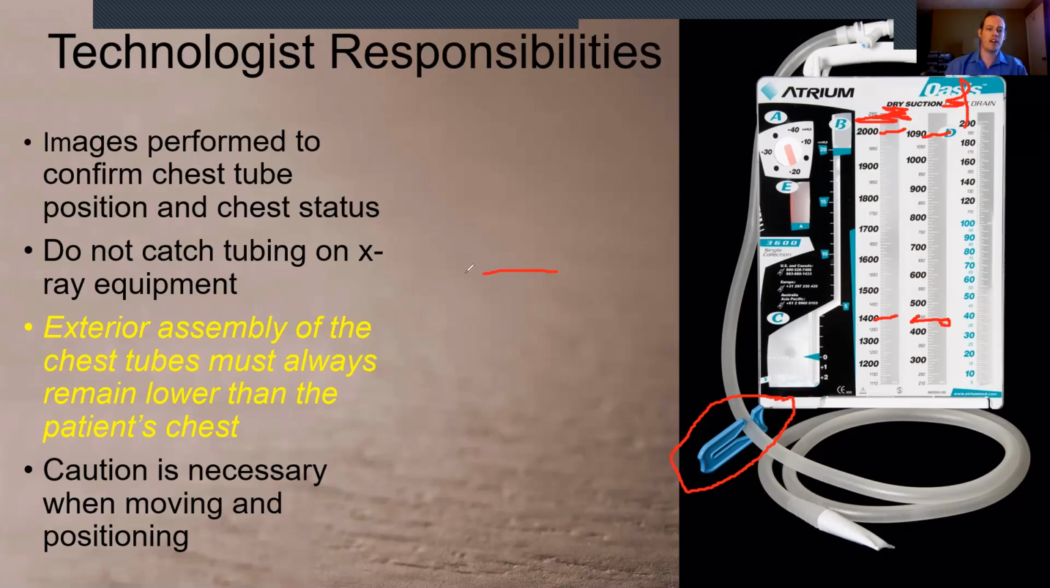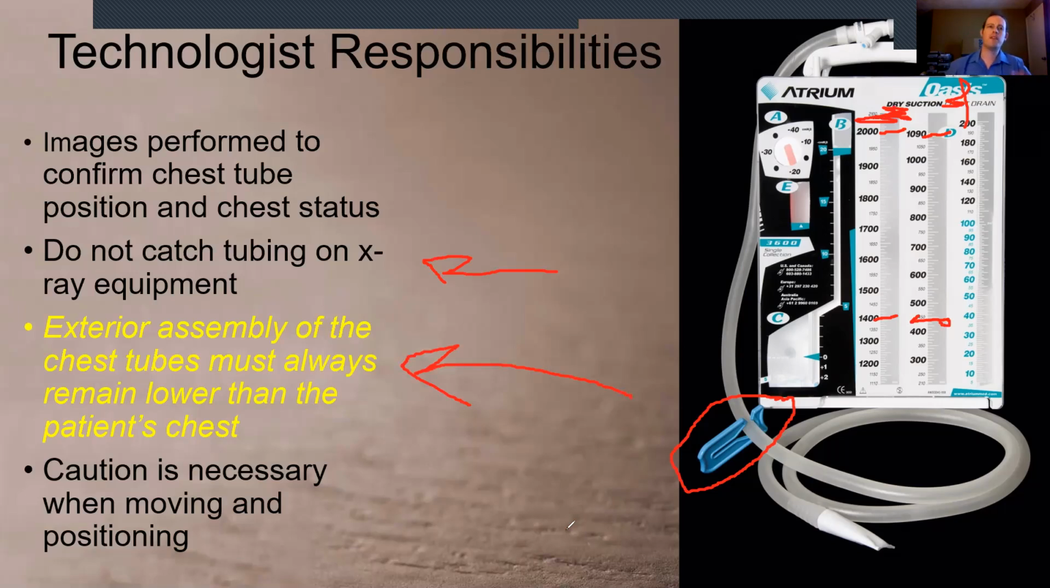I've already said this enough. I don't have to repeat it again. Don't catch your x-ray machine on that tubing. The exterior assembly of the chest tubes must always remain lower than the patient's chest. That's primarily, once again, due to the negative pressure. If we do not have that assembly below the patient's chest, that negative pressure will not take place. It's actually going to reverse and go back into the patient's chest.